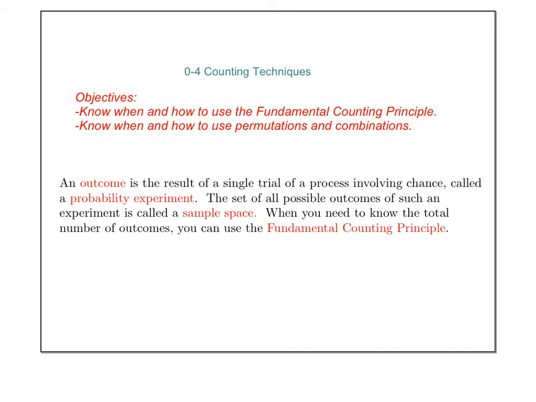Okay, we're now in section 04, which discusses counting techniques. An outcome is the result of a single trial of a process involving chance, called a probability experiment. The set of all possible outcomes of such an experiment is called a sample space. When you need to know the total number of outcomes, you can use the fundamental counting principle. So that's what we're after today.